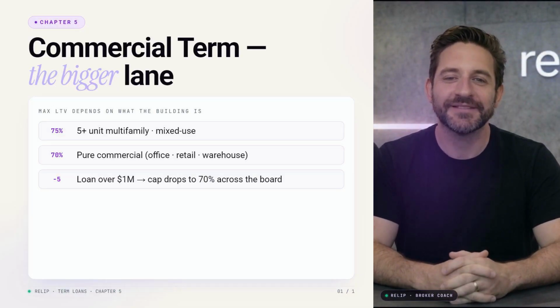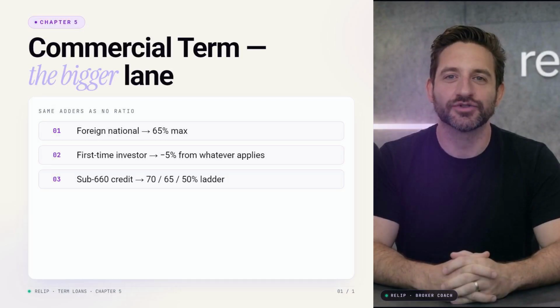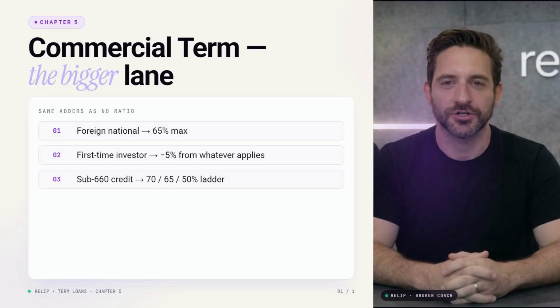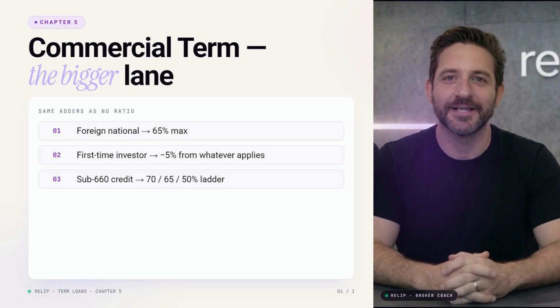The maximum LTV depends on what the building actually is. For 5+ unit multifamily and mixed use, the max is 75%. For pure commercial, it's 70%. Loans over $1 million drop the cap to 70 across the board. Foreign nationals cap at 65. First-time investors take that same 5-point reduction. Loan range is the widest of any program in the pricer, 100,000 to 5 million.